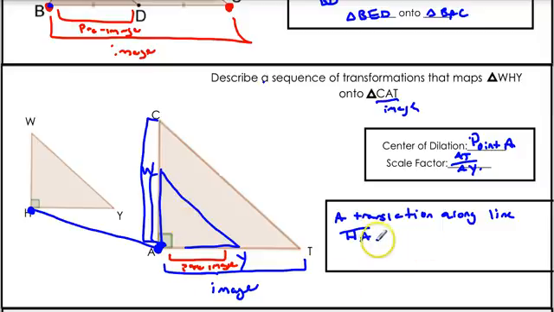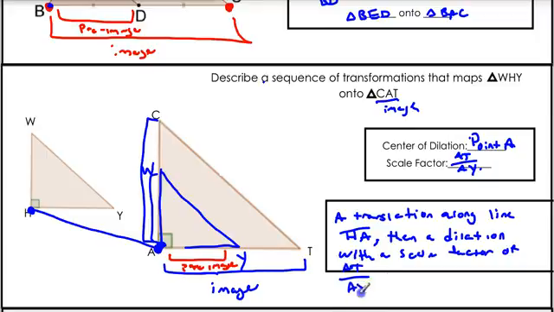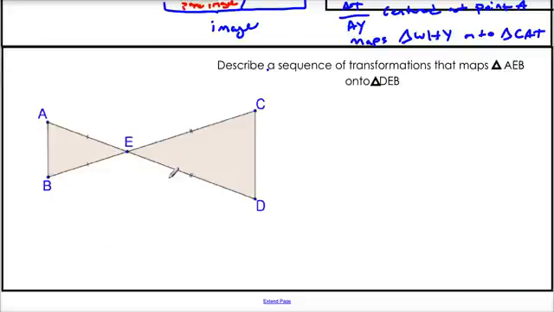So first you do a translation along HA, then a dilation with a scale factor of AT over AY, centered at point A, maps triangle WHY onto triangle CAT. So remember, we had to start with the translation so the two triangles were on top of each other before we did our dilation. All right, this is our last one.